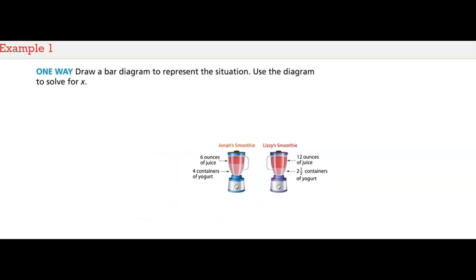One way we can solve this problem is to draw a bar diagram that represents the situation. Then, we can use it to solve for X. The top bar will represent Jonah's smoothie, and the bottom bar will represent Lizzie's. The darker part of each bar represents the amount of yogurt, 4X for Jonah and 2 1/2 X for Lizzie. The lighter part of each bar represents the amount of juice each of them used, 6 ounces of juice for Jonah and 12 ounces for Lizzie.